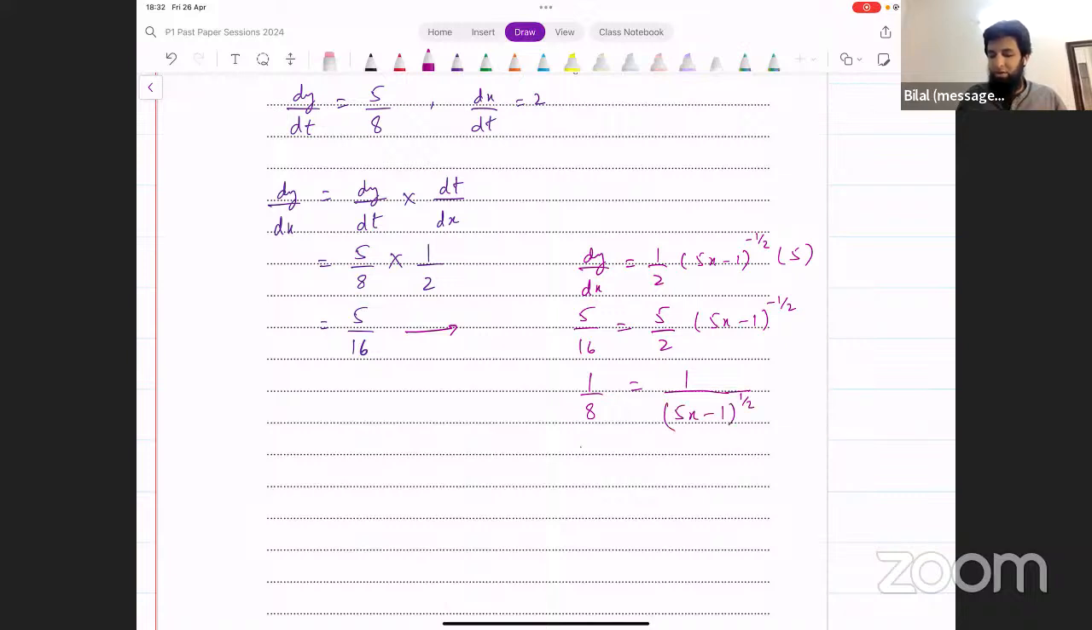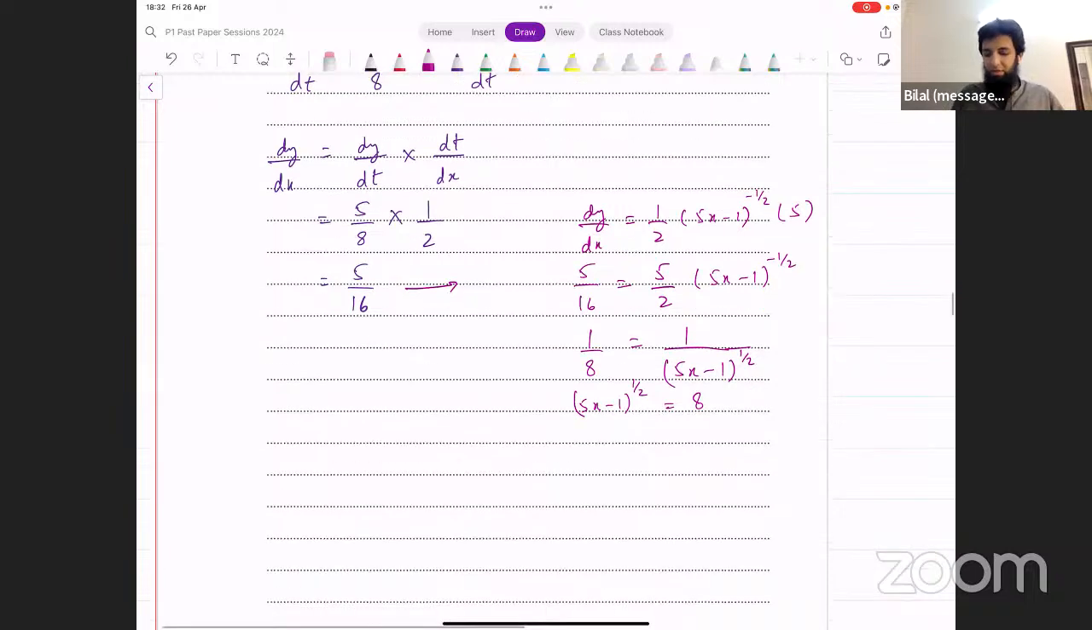Now cross multiply and you get 5x minus 1 power 1/2 equals 8. To get rid of the power 1/2, square both sides. When you square both sides, that gives you 5x minus 1 equals 64. 5x equals 65, and the value of x turns out to be 13. And that's what we were looking for.